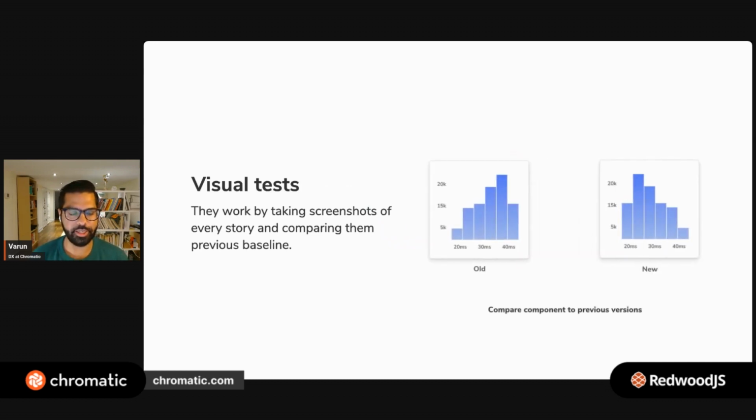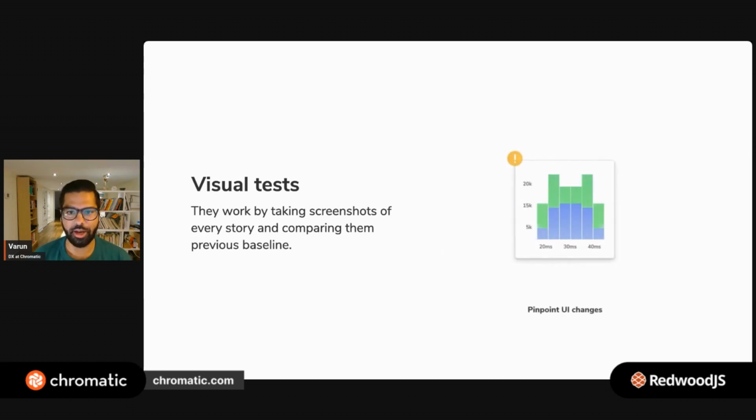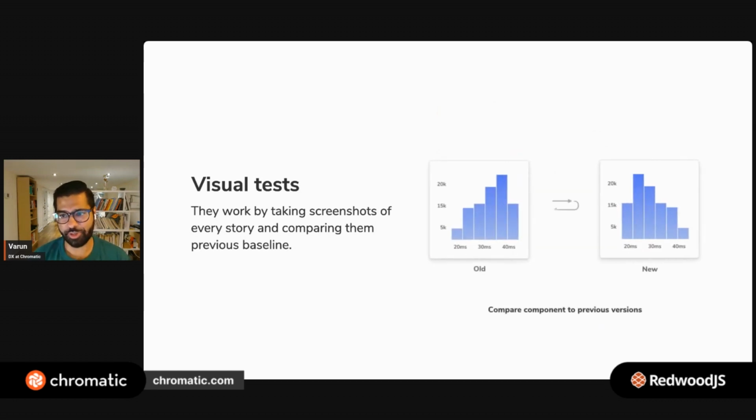The idea here is you want to catch any kind of accidental changes to the UI, things that are unintentional, a bit of leaky CSS, or you try to change the layout on one component, but it breaks a different layout on a different page. So visual regression tests are fantastic for capturing that.